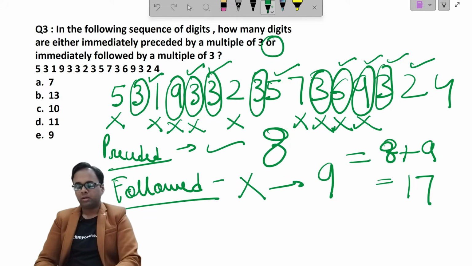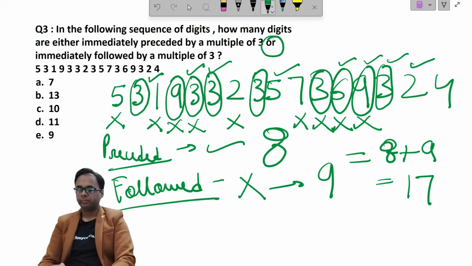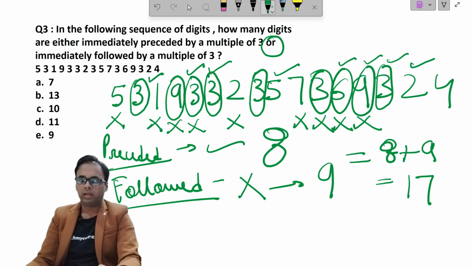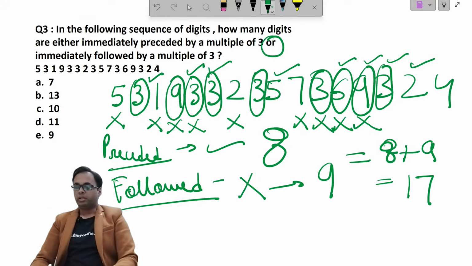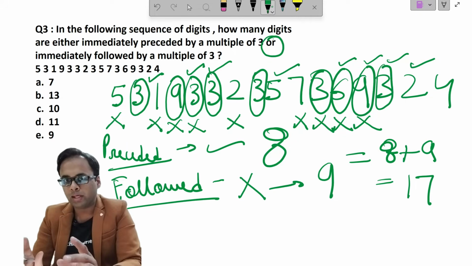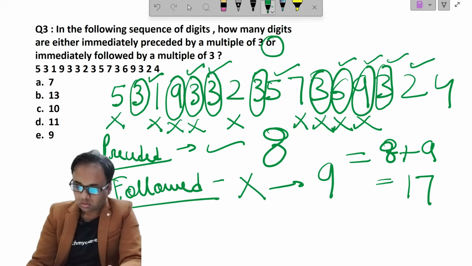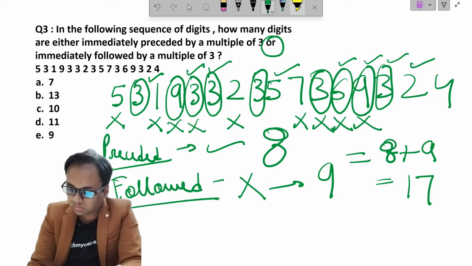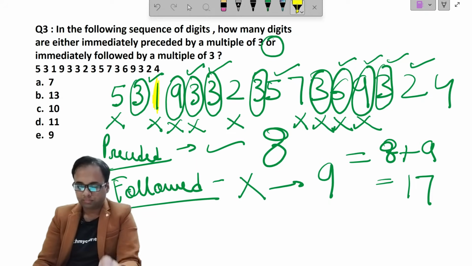For case number 1, which is the preceded case, and case number 2, which is the followed case. Now we have to find out the common digits which are preceding a multiple of 3 as well as following a multiple of 3. So let us see those digits which have a tick as well as a cross. What is that digit? Let me mark this with another marker. This 1 has a tick as well as a cross.